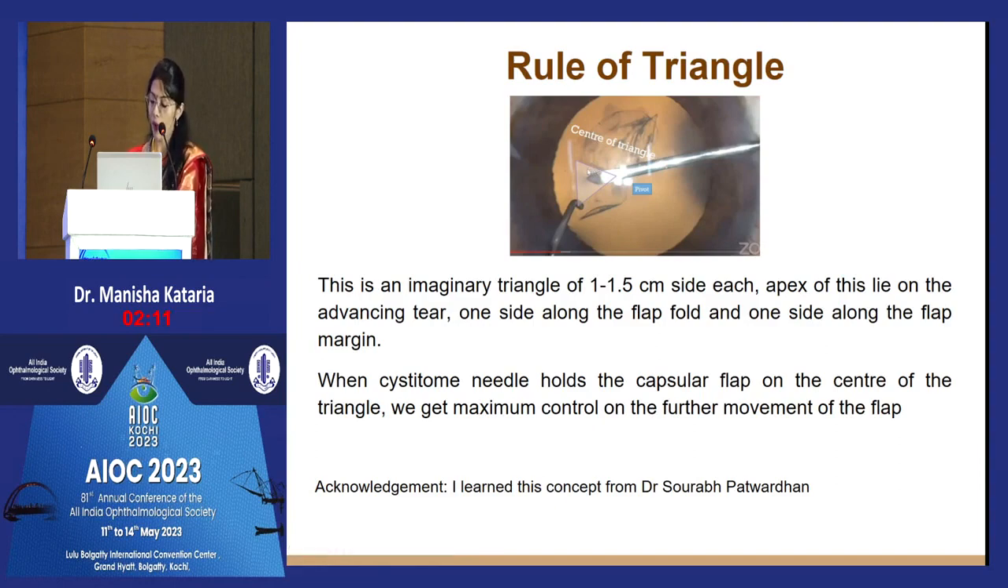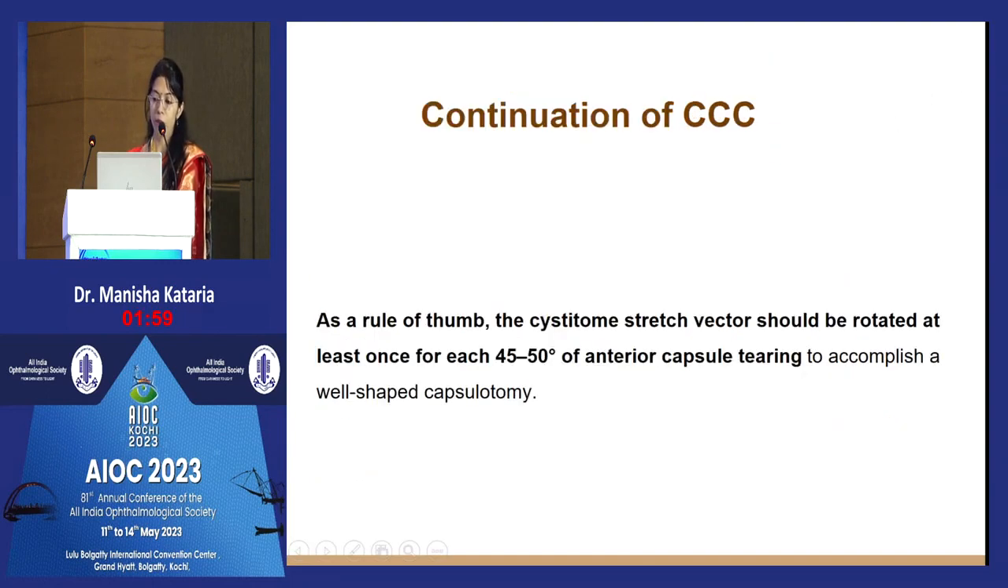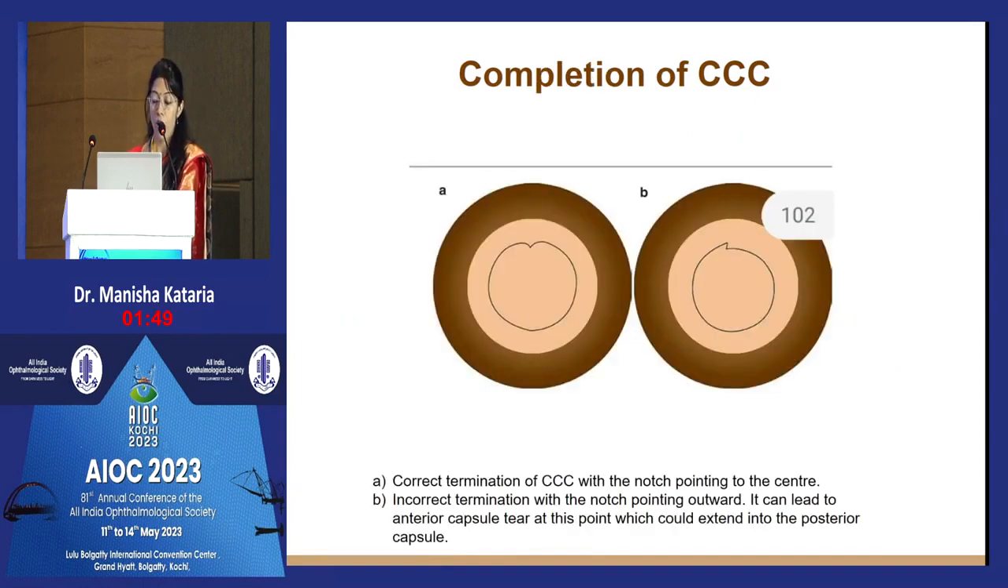The apex of this lies on the advancing tear, one side along the flap fold and one side along the flap margin. When the cystitome needle holds the capsular flap at the center of the triangle, we get maximum control on the further movement of the flap. For the continuation, it should be rotated at least for each 45 to 50 degrees of anterior capsule tearing to accomplish a well-shaped capsulotomy. For the completion of the rhexis, the notch should always be pointing to the center, because if the notch is pointing outwards, it can lead to an anterior capsular tear, which could extend into the posterior capsule.